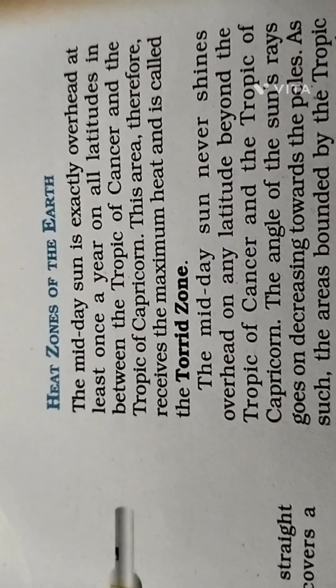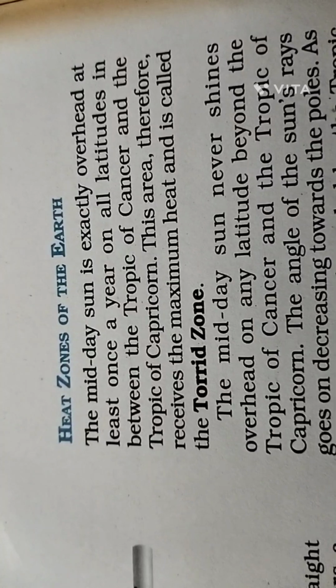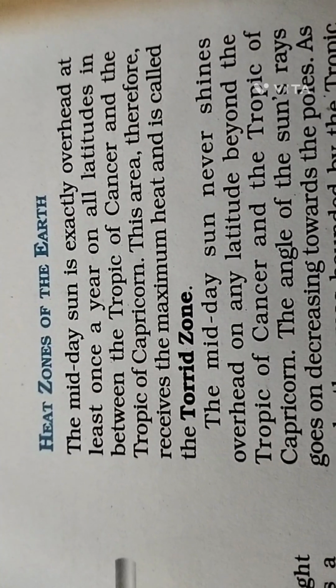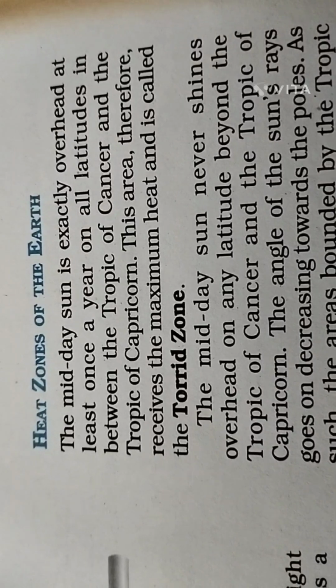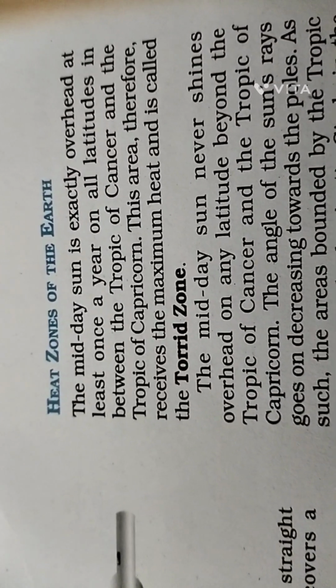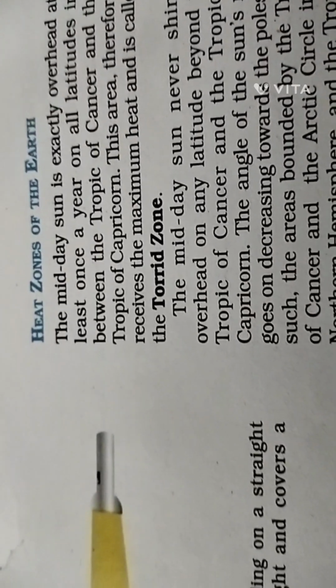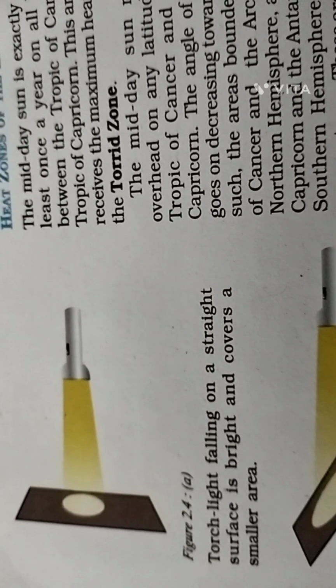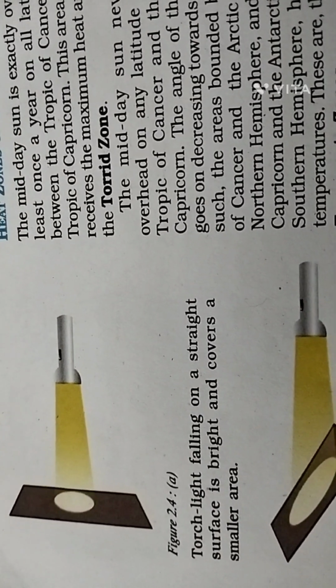Heat zones of the Earth. The midday sun is exactly overhead at least once a year on all latitudes in between the Tropic of Cancer and the Tropic of Capricorn. This area therefore receives the maximum heat and is called the torrid zone. Look at it, a torchlight falling on a straight surface is bright and covers a smaller area.